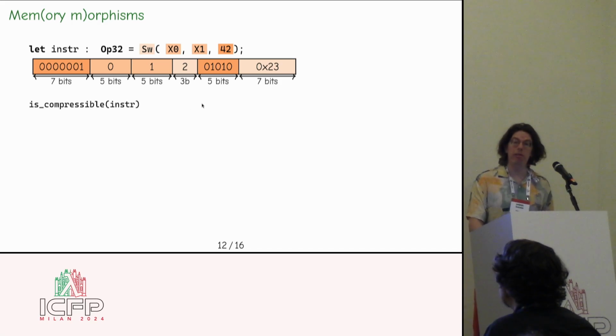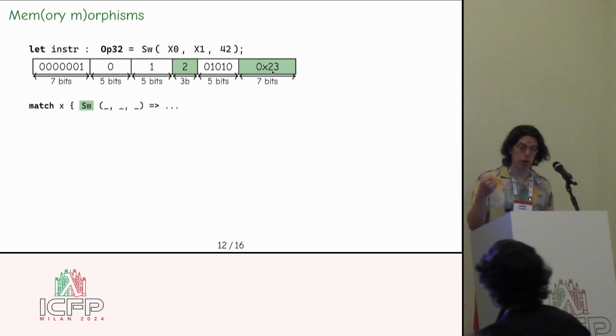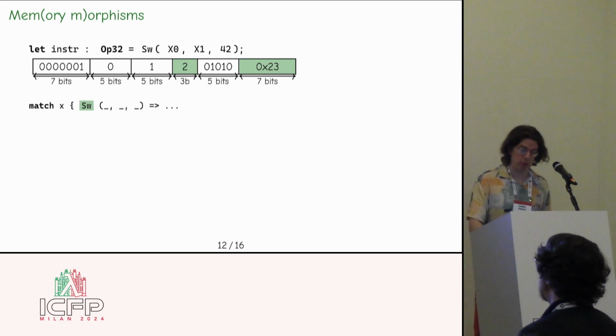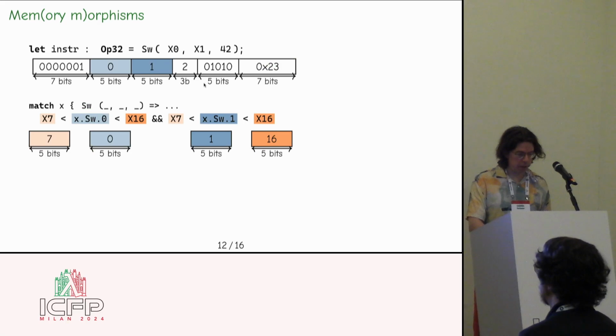and I call isCompressible on it, first I will match. And when I match, I will look at the two places in my type that I have marked as criterion to distinguish values in my memory representation. And that gives us which case we are looking at. And here we are looking at SW. And then I have to extract various bits.